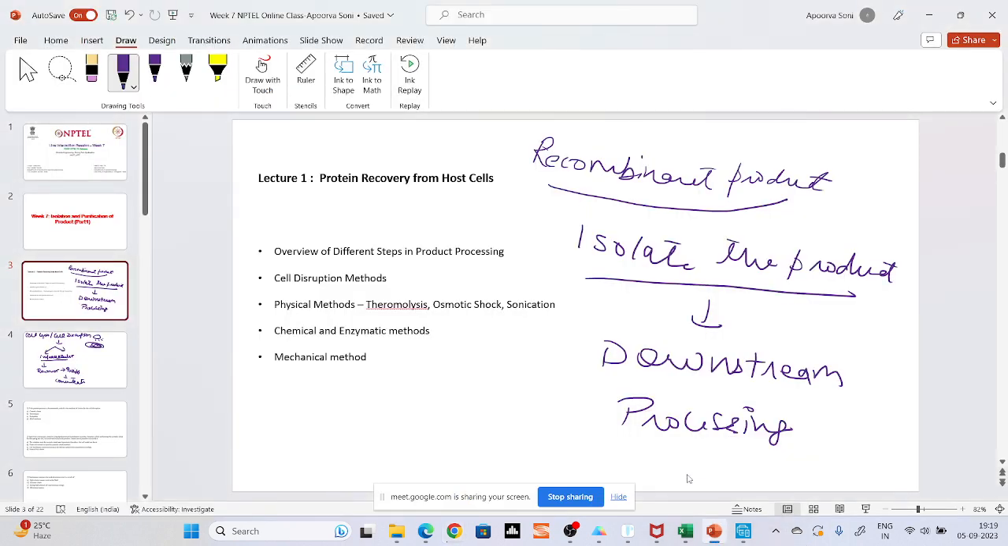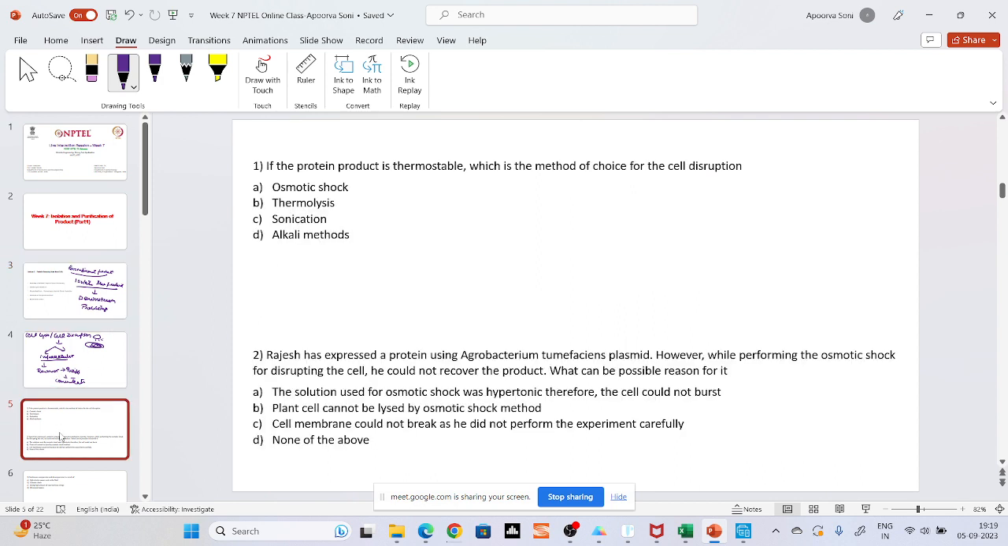We'll start the questions of our first lecture, which was protein recovery from host cell. I think I have already discussed a lot of the things that I have made questions of. The first question is, if the protein product is thermostable, which is the method of choice for cell disruption? Osmotic shock, thermolysis, sonication, or alkali methods. What is the answer? We have just discussed it: thermolysis.